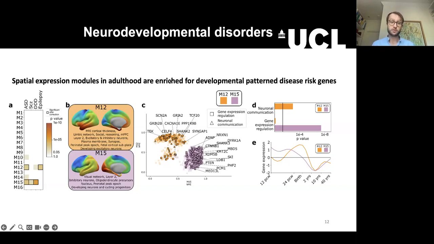When we look at the GO enrichments for these two modules, we see that M12 has a very high neuronal communication enrichment score, whereas M15, this nuclear gene module, is a gene expression regulation module. And this recapitulates previous analyses of ASD genes, where they found that there are these two functional groups of genes within the risk genes for autism. What's nice is that we've captured this distinction just based on splitting the genes according to their spatial patterning. And finally, if you look at the BrainSpan-derived trajectories of these genes, M12 has a perinatal peak, whereas M15 has a much earlier peak of expression in development.